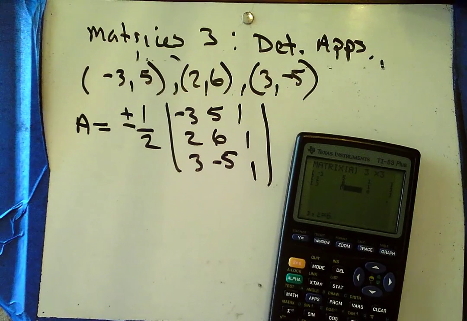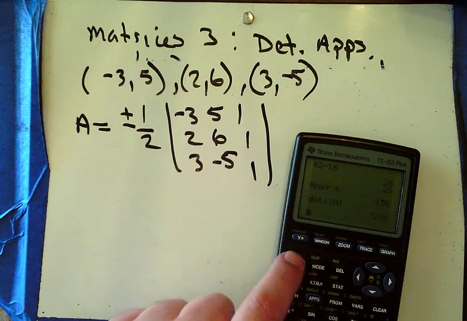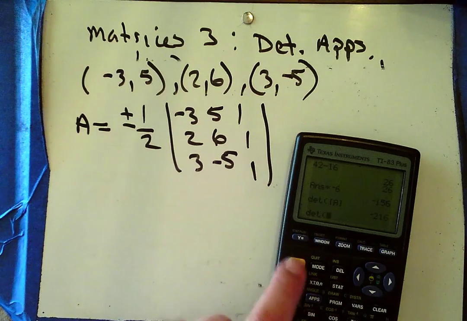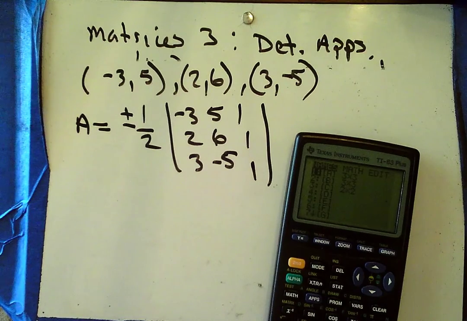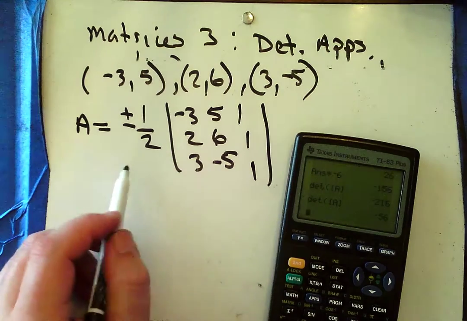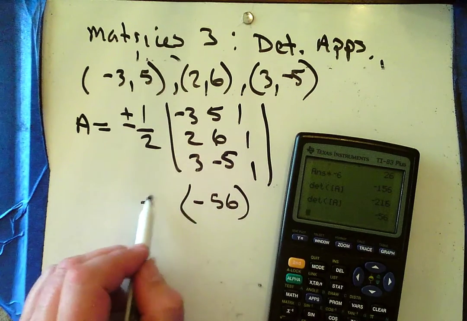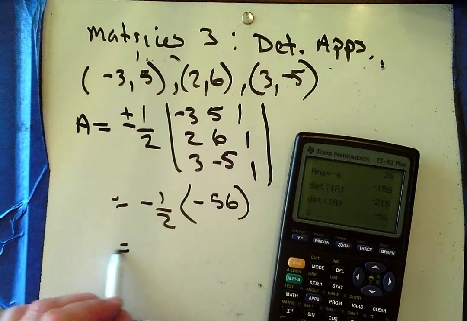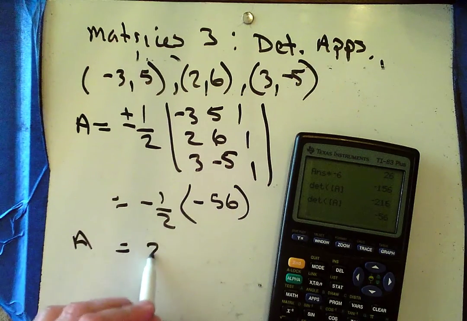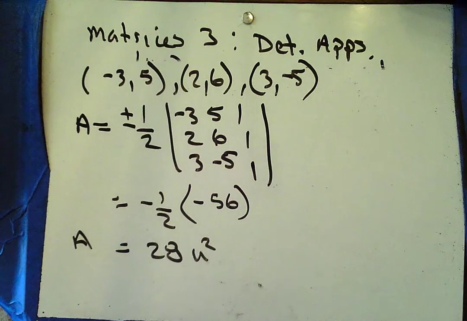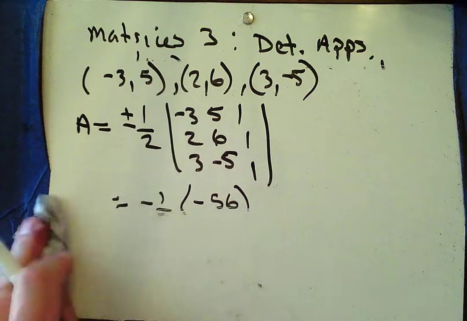3, negative 5, 1. Okay, so I quit back to the main screen. I go to Matrix, Math, Determinant, and I find the determinant of matrix A. And I get negative 56. Well, that's a negative number, so I have to multiply by negative 1/2 because I know that area is always positive, and I get an area of 28.